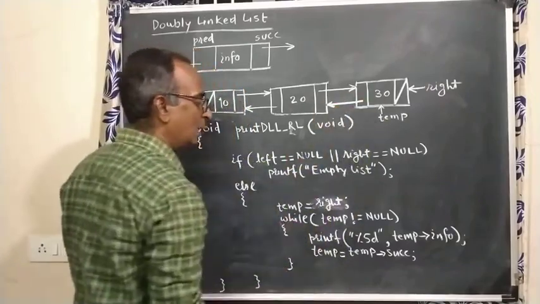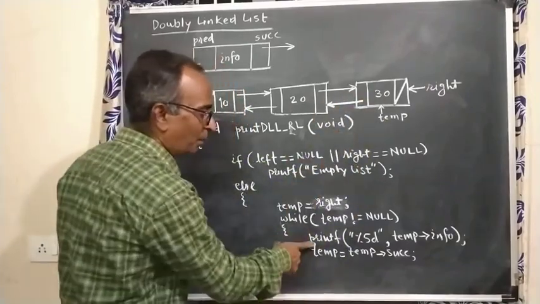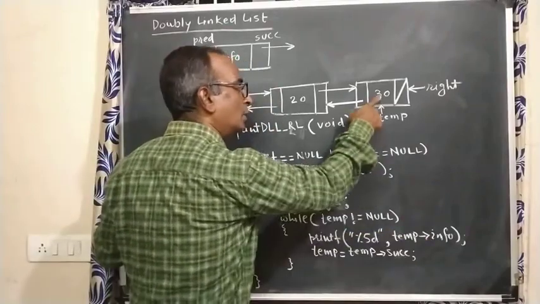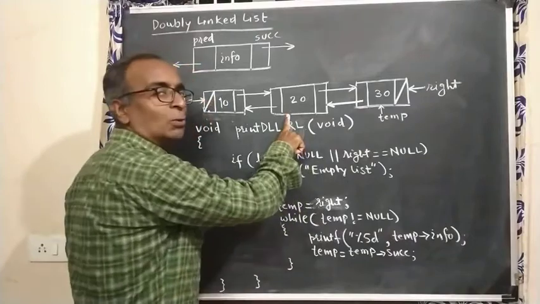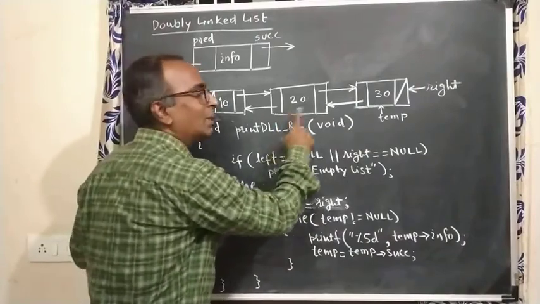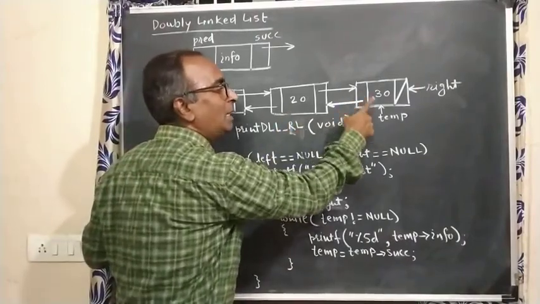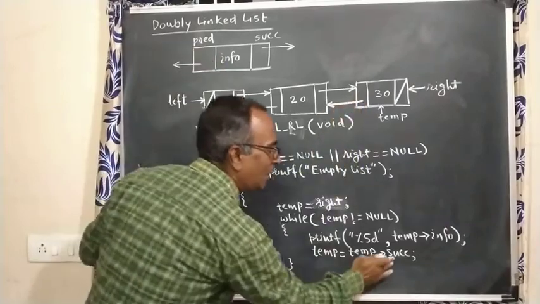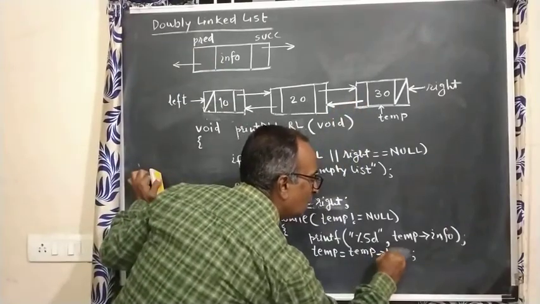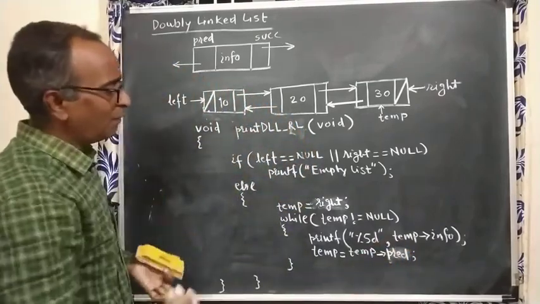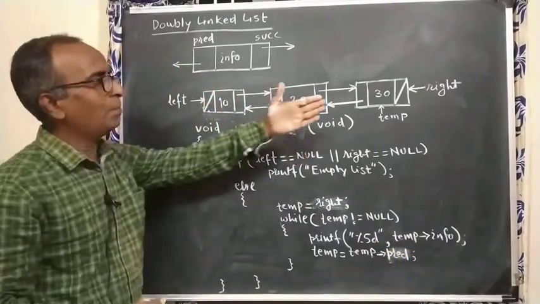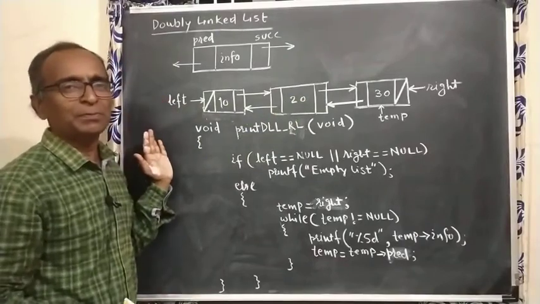Temp will point here. If temp is not null, print that temp's info, 30 will be printed. Now temp should point to this node. Where is this node's address? In this field. What is this field? Temp's predecessor field. That's it. Here you have to write predecessor. Now this will print from right to left.